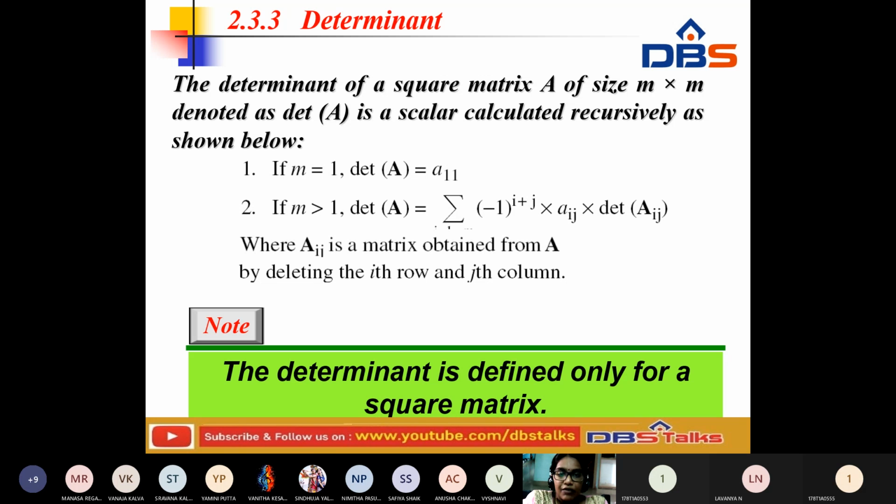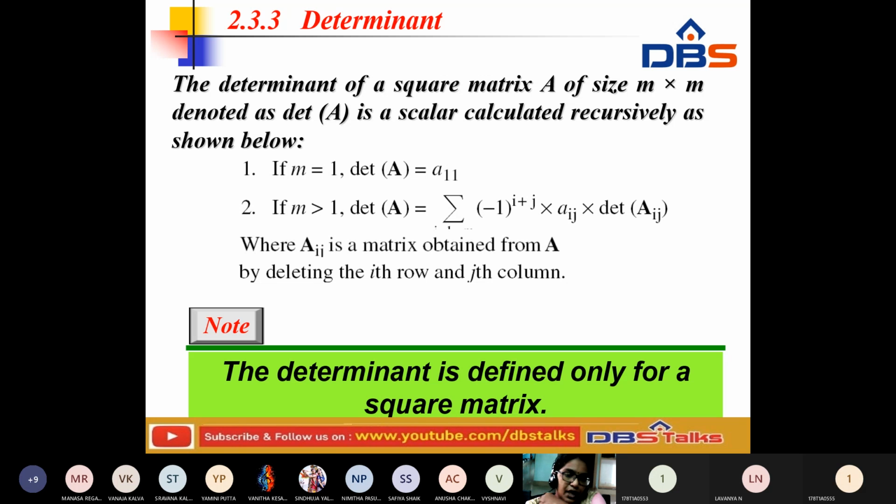If m is greater than 1, that is, if it has more than 2 rows and 2 columns, then this is how we are going to compute det A. Sigma means you have to perform the sum operation, (-1) power i plus j, where i is the row number and j is the column number, into a of ij.